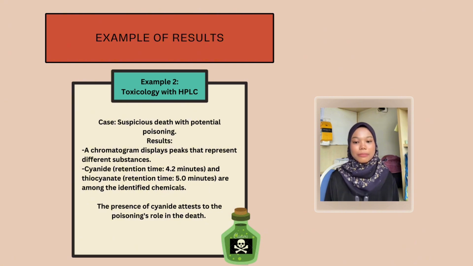Next, the third example that we have is toxicology with HPLC. The case is a suspicious death with potential poisoning, and the result is a chromatogram displaying peaks that represent different substances. Cyanide with a retention time of 4.2 minutes, and thiocyanate with a retention time of 5.0 minutes, are among the identified chemicals. The presence of cyanide attests to poisoning's role in the death.